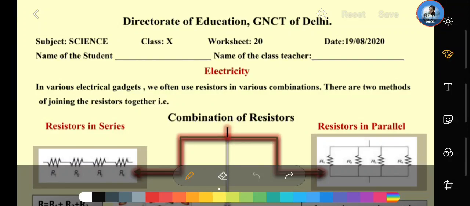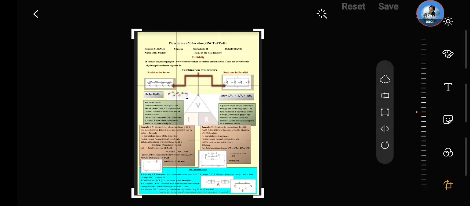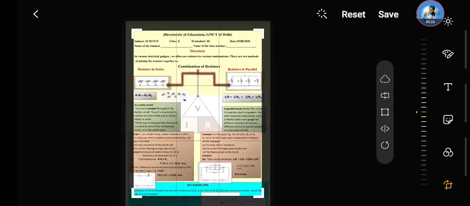Hello students, today we are here with our worksheet number 20 from the Directorate of Education from the chapter Electricity. In the last worksheet we discussed Ohm's law and today we discuss the combination of resistors. Students, there are two methods of joining resistors together. First is resistance in series and second is resistance in parallel.